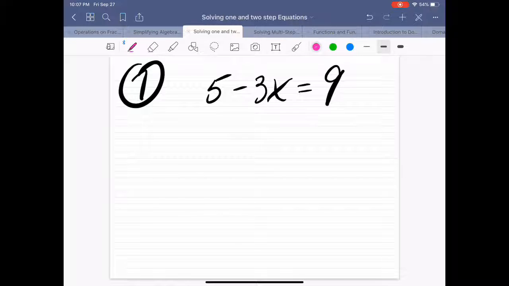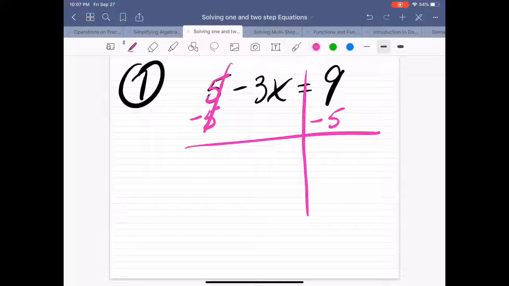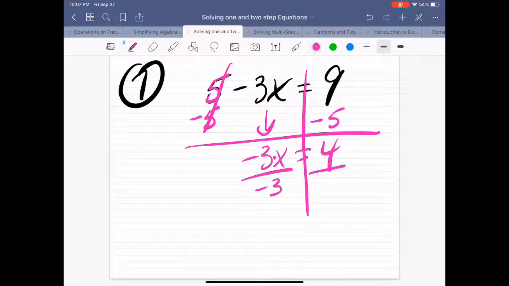Example 7. Try the following question. Pause the video. The goal is to isolate the x, or get the x by itself. Let's start with the 5, the part that doesn't have an x next to it. This is a positive 5, so the opposite is minus 5, which you do on one side, and do to the other side. Bring down the negative 3x. And then 9 minus 5 is 4. The goal is to get the x by itself. It's negative 3 times x. The inverse operation is division. Divide both sides by negative 3. So x equals negative 4 over 3.